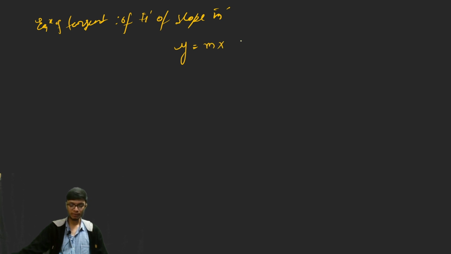assuming the equation of the tangent of the hyperbola with slope m. So what is the equation of the tangent for a hyperbola of slope m? That is y is equal to mx plus or minus √(m square minus 1). Let me label this as the first equation. And similarly, for the same slope, for the ellipse, this particular ellipse.